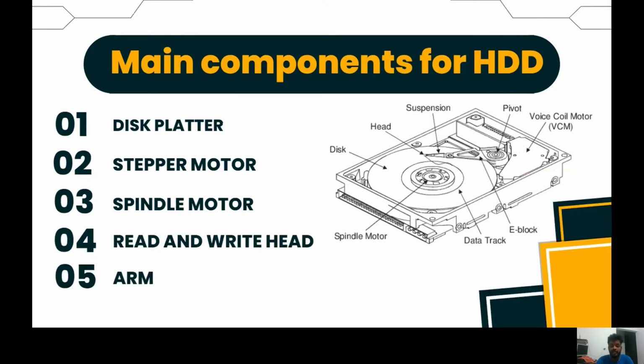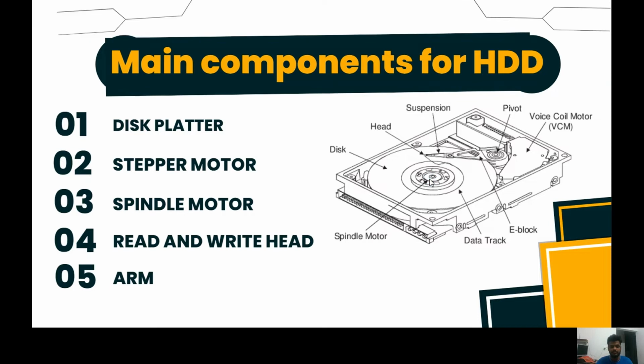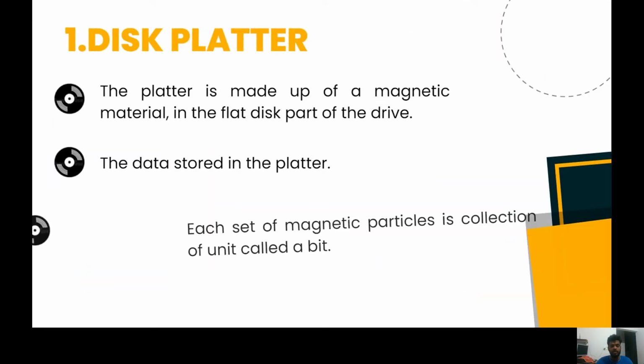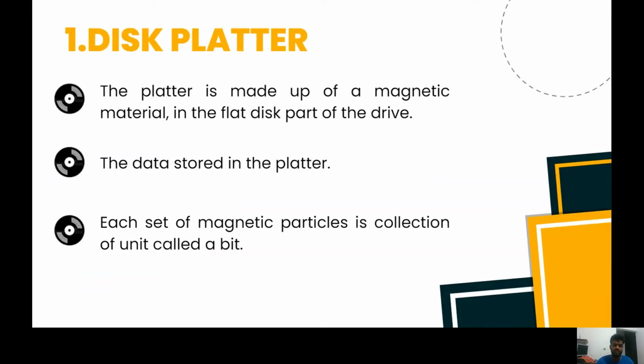So these are the main components of the HDD. First is the platter, which is very important. Second, the stepper motor, then the spindle motor, the read and write head, and the last one is the arm. As we've seen, this is the overview of the hard disk, and the disk is the main component of the hard disk, which is made up of a magnetic material. Now we see step by step all components of the HDD.